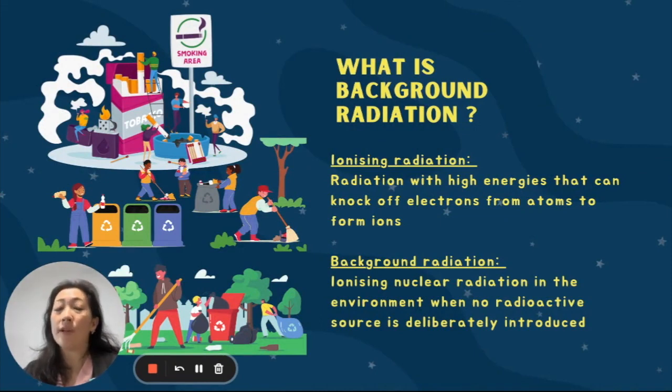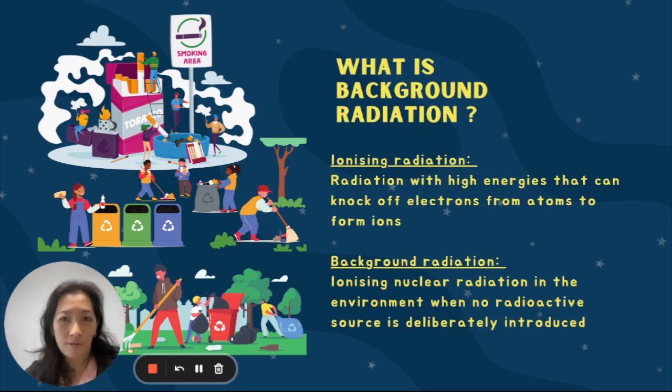Now we have to know, first of all, what is ionizing radiation? Ionizing radiation is radiation with high energies that can knock off electrons from atoms to form ions. So ionizing means being able to form ions, not the radiation itself becoming an ion, but the radiation forming ions from other particles. When the radiation is released, for example, into air, it is able to make those air particles become ions. So that's why it's ionizing. The radiation is ionizing the air particles, hence known as ionizing radiation.